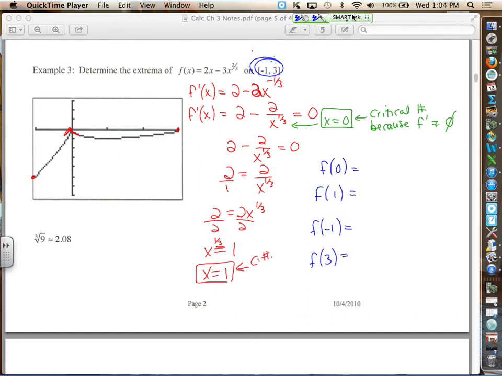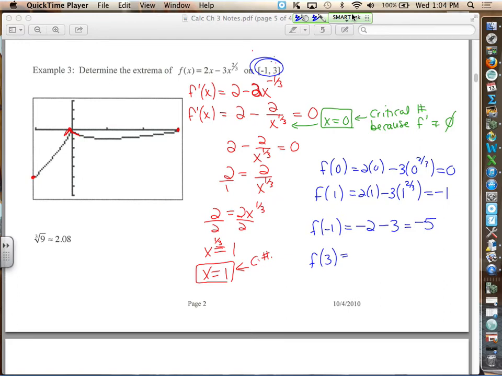And I'm plugging these back into the original function here. So if I plug in 0, I'm going to have 2 times 0 minus 3 times 0 to the 2/3 power. That's going to give me 0. We'll have 2 times 1, minus 3 times 1 to the 2/3 power. That's going to give me negative 1. And then I'll have negative 2 minus 3. It's going to give me negative 5.